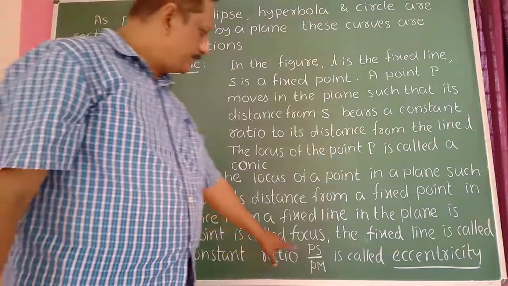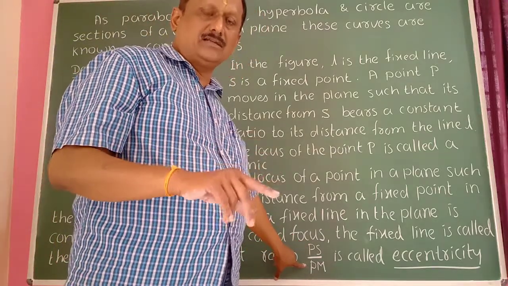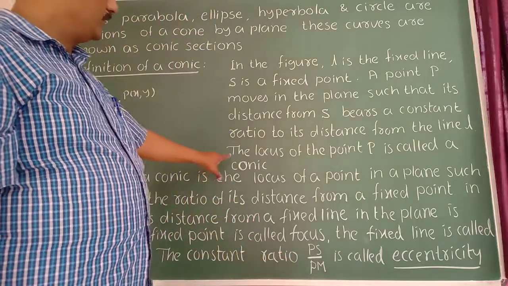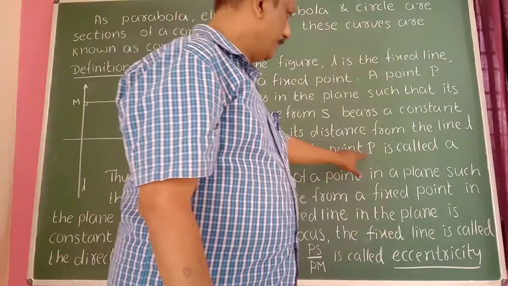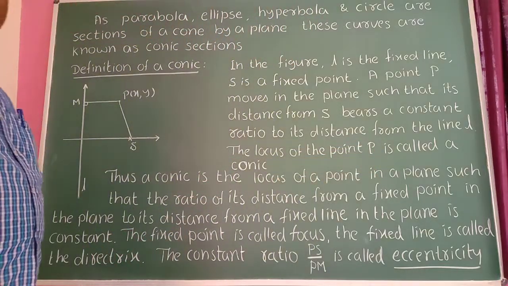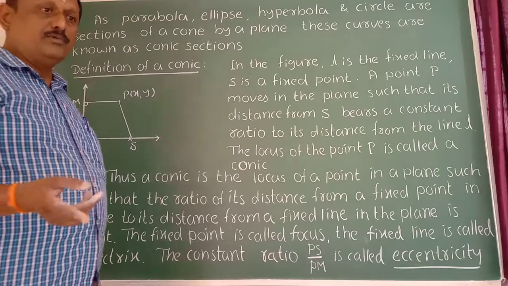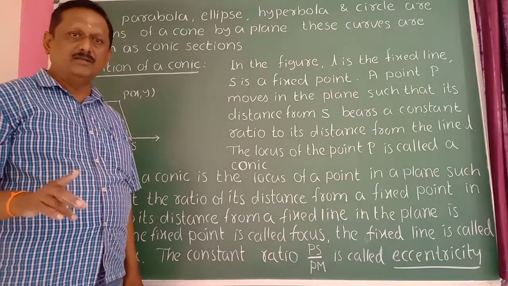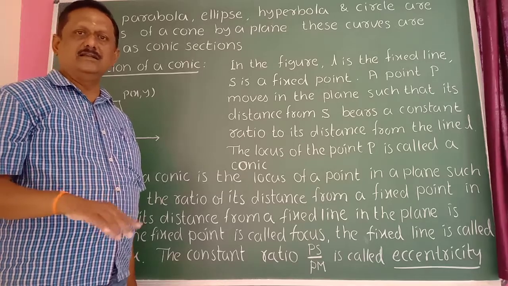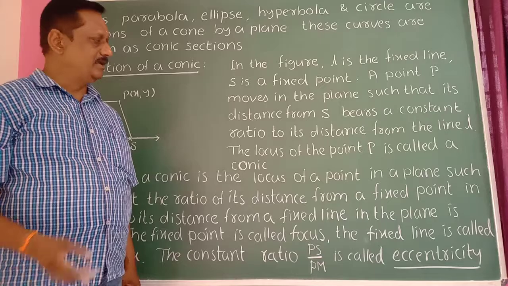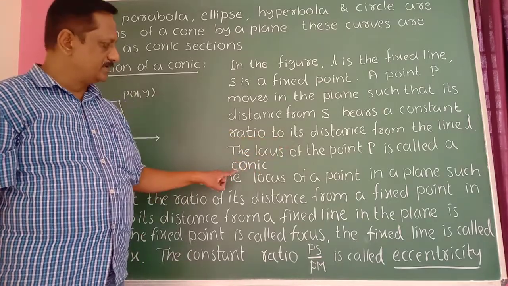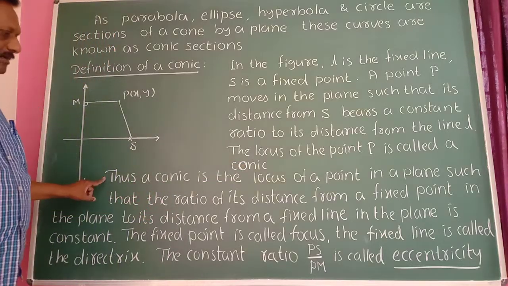Here PS divided by PM is a constant. The ratio PS upon PM is always a constant, and the locus of the point P is called a conic. Locus of a point means it is a moving point that moves under the given condition. In this section, the locus of the point P is called a conic. So this is the definition.